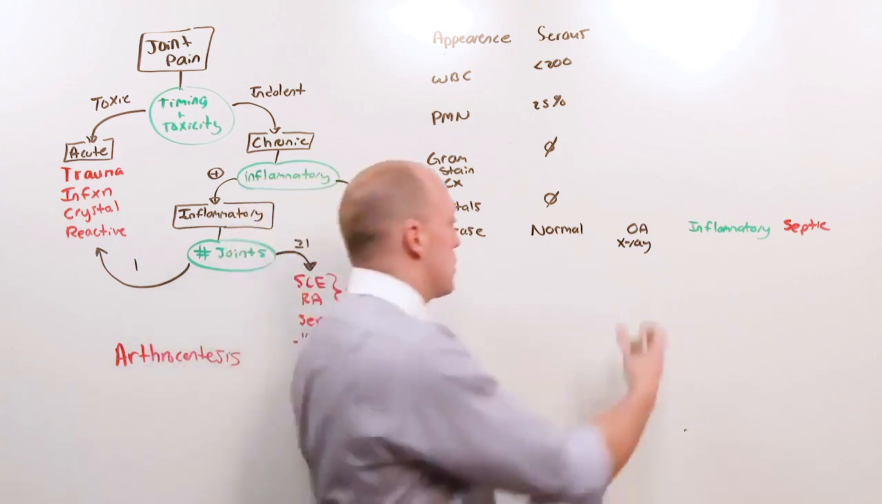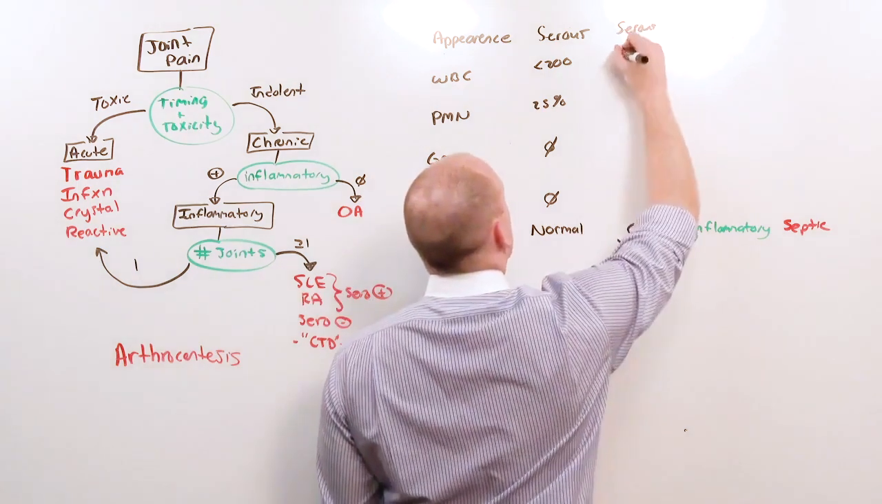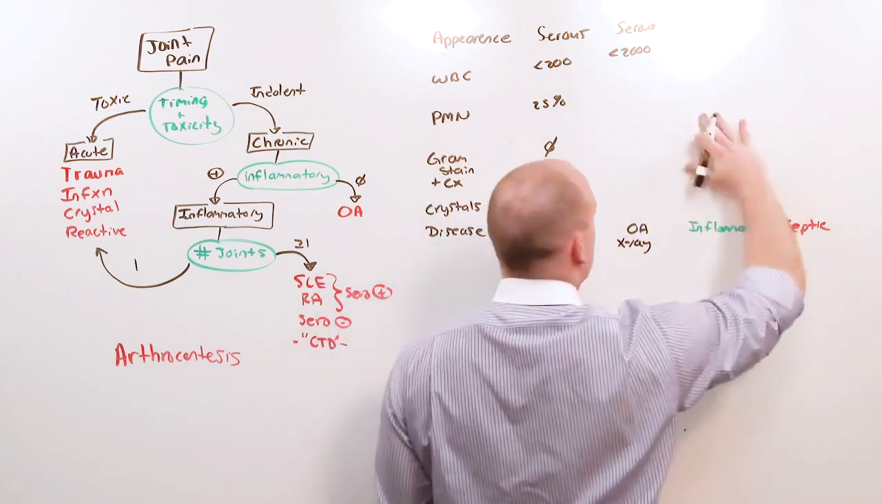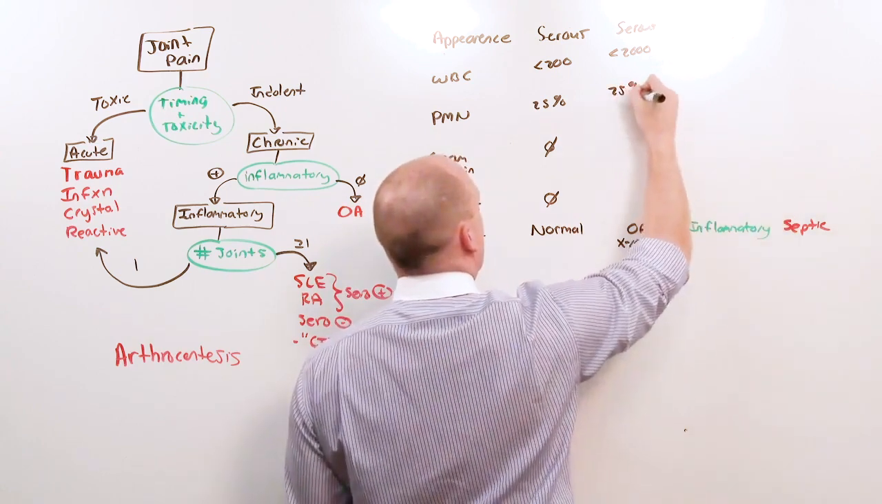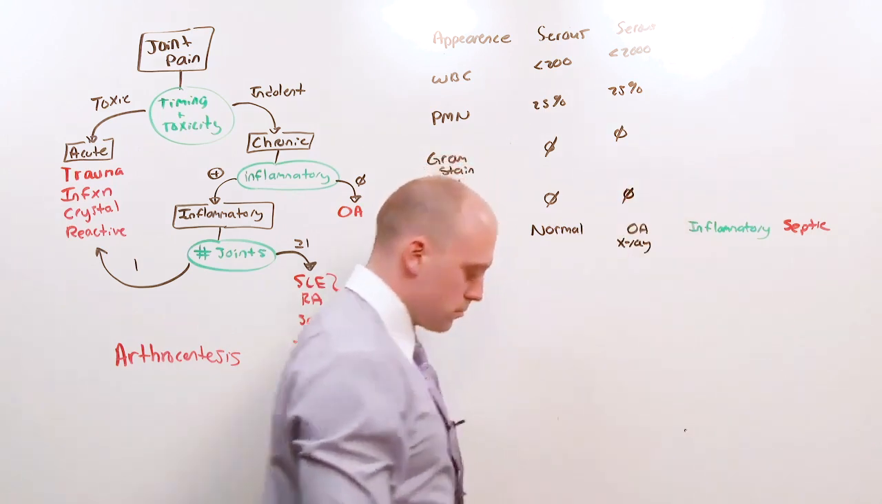And what you'll see is basically a normal tap. It'll be serous. You have a little bit more white cells, less than 2,000, but as you'll experience, not even near the range of inflammatory or septic, and it's still 25% polys, no organisms, no crystals.